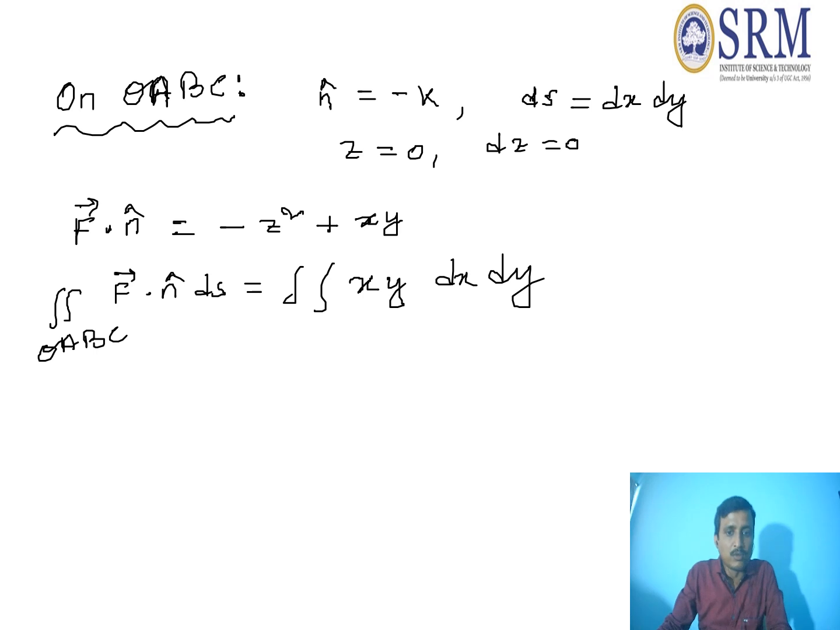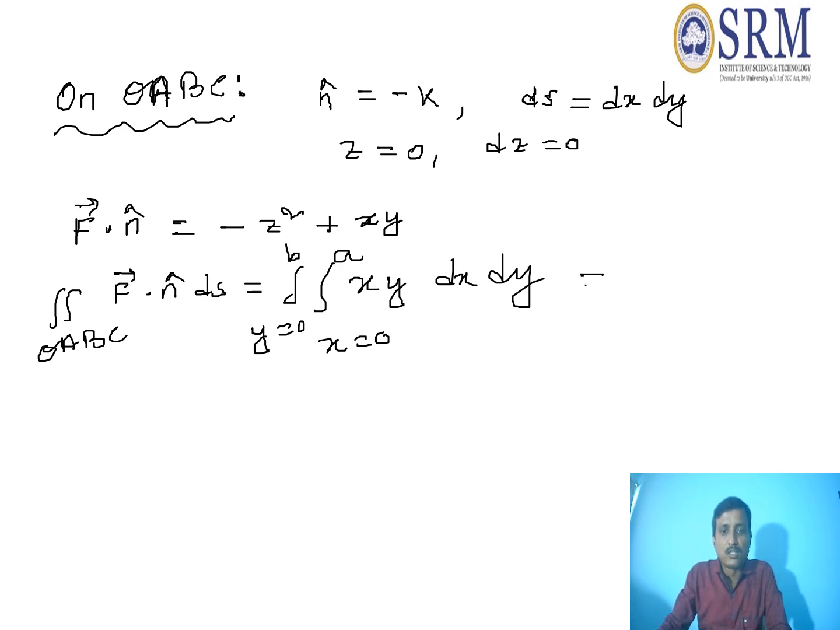Fine, dx dy. That means it is the limit for x, because we are integrating with respect to x first. So the x limit is x equals 0 to a, and what about y? y equals 0 to b. Okay, these are the limits.